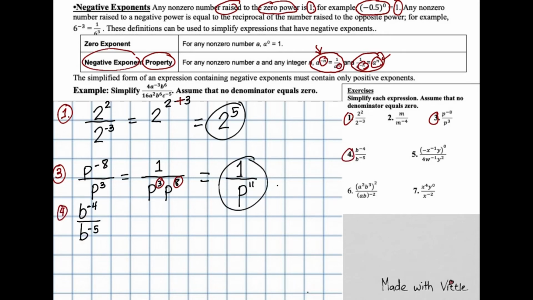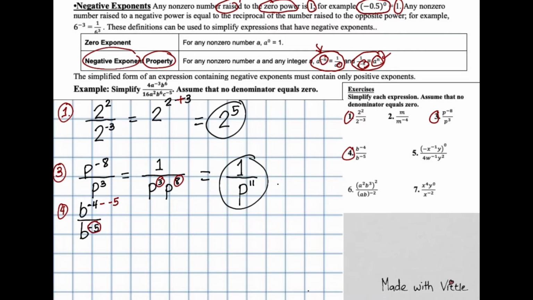b to the negative 4th power divided by b to the negative 5th power. Subtract their exponents. And you know, minus negative 5 is the same thing as plus 5. So b to the negative 4 plus 5 is going to be b to the positive first power, which will be our final answer on number 4. Our last example, a squared b to the third power, close parenthesis, raised to the second power, divided by ab, close parenthesis, raised to the negative second power.